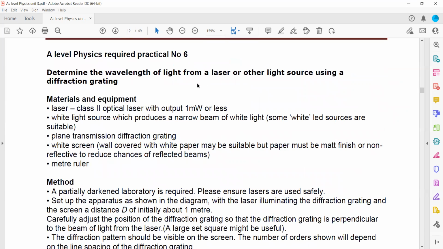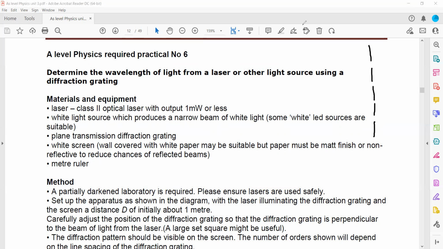Then practical 6: determine the wavelength of light from a laser or other light source using a diffraction grating. What is a diffraction grating? A diffraction grating means an object with multiple slits on it. If we have only one slit, one opening, that is called only a slit or gap. But if we have multiple slits, multiple openings on the object, then we call that a diffraction grating.